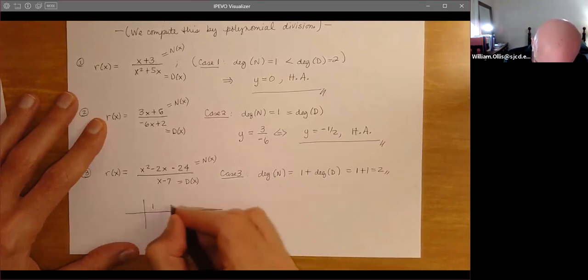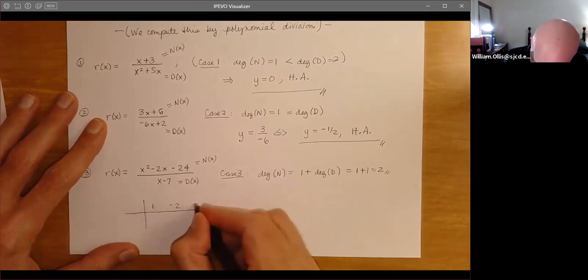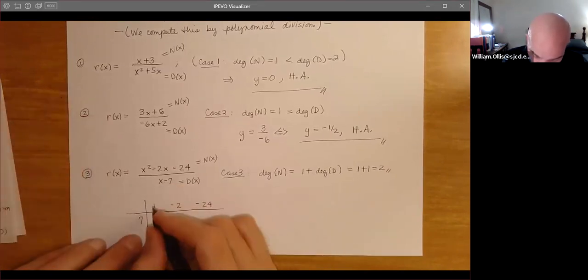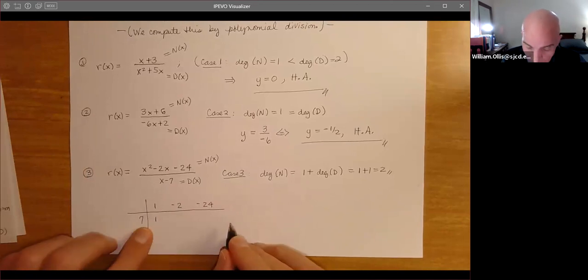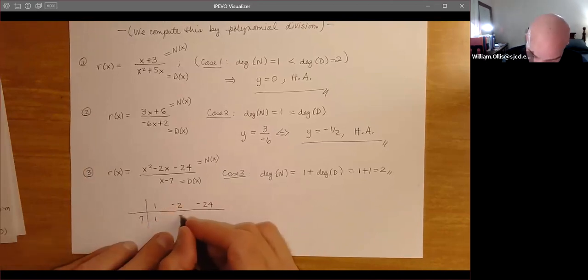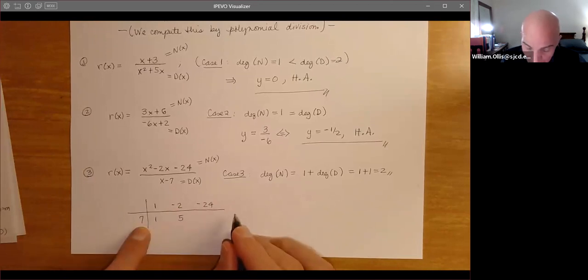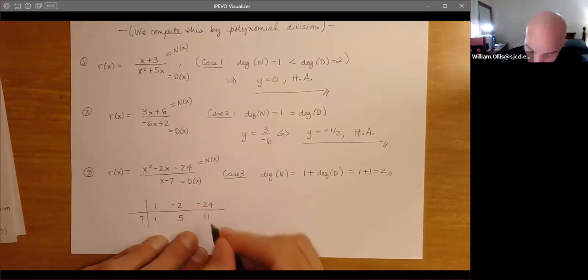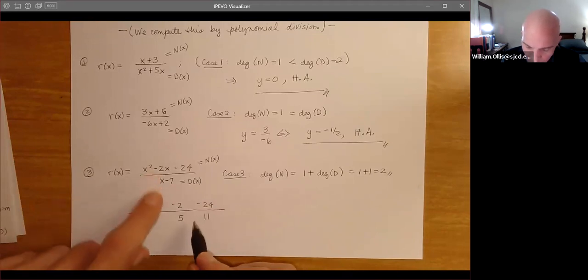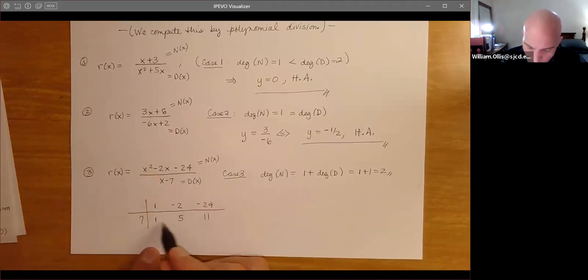So we have 1, negative 2, negative 24, and we have a 7, of course. Bring the 1 down. 1 times 7 is 7. 7 plus negative 2 is a 5. And then 5 times 7 is 35. 35 plus a negative 24 gives us an 11. So those numbers were easy. But now we see, okay, when we divide here, we get x plus 5 plus a remainder of 11.